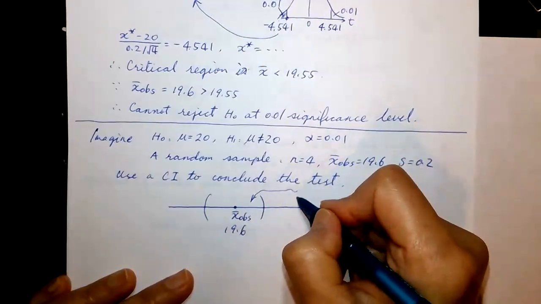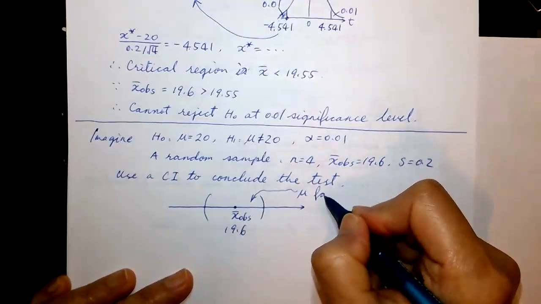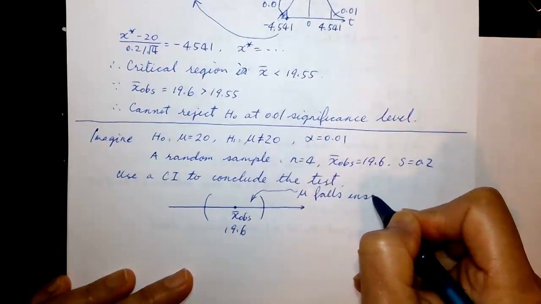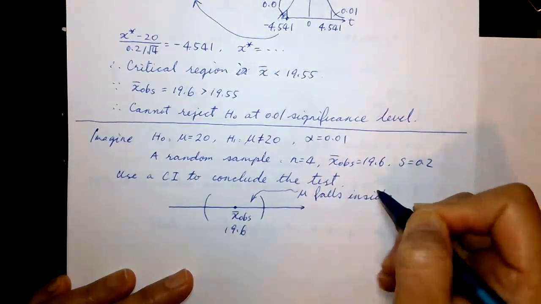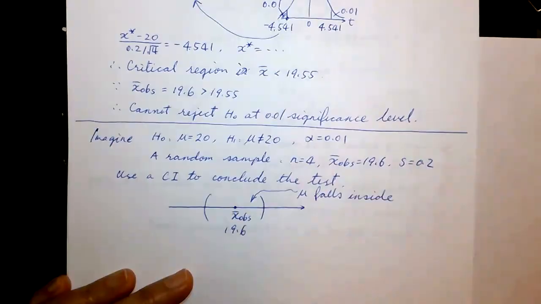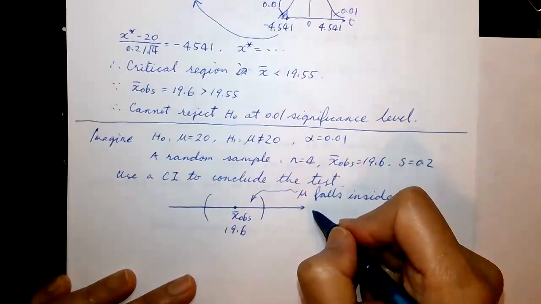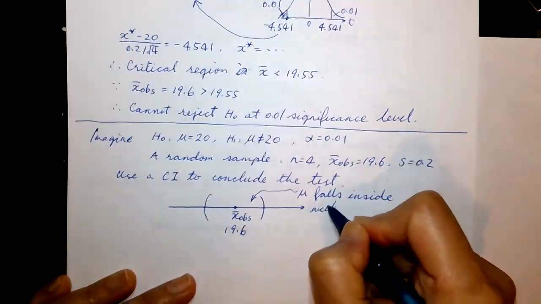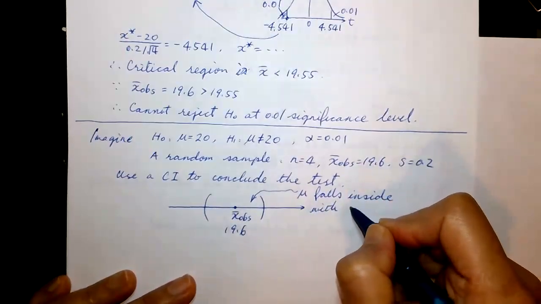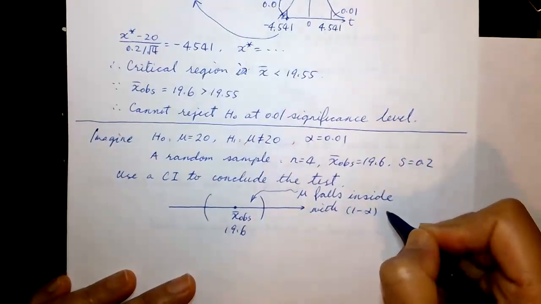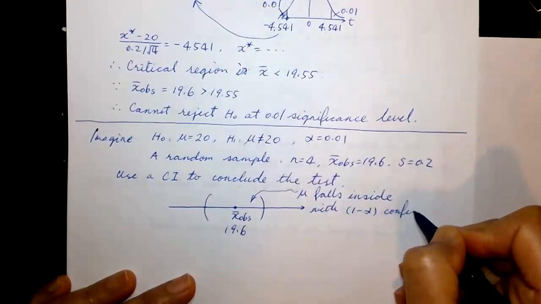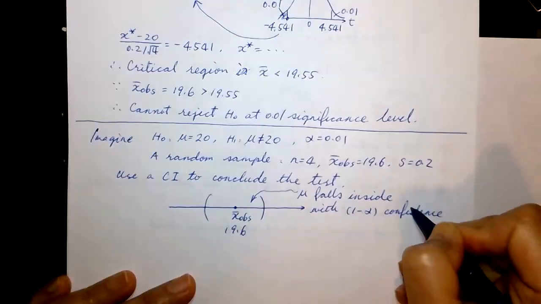That's why I just round it into a two-sided interval. So mu falls inside. You can't say it has to fall inside. No, it falls inside with a certain probability. That probability is defined as the confidence level. So mu falls inside with what confidence level? With 1 minus alpha.